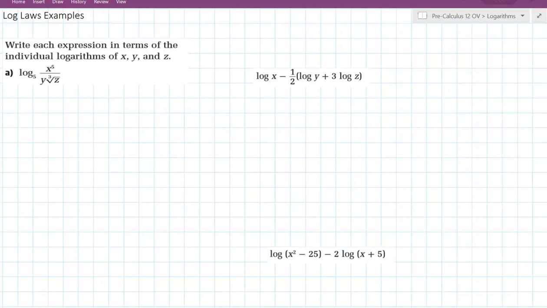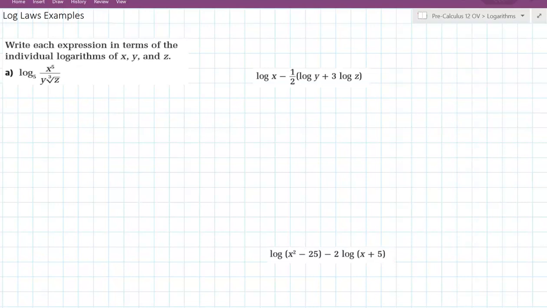Alright, in this section, let's go through a few examples using the laws of logs, so that we can manipulate them and come up with a simplified form. All right, let's look at the first one, Example A. We want to write this in terms of x, y, and z, so we're going to expand it so that we can include the laws of log.